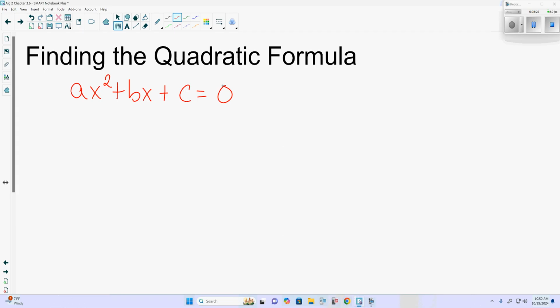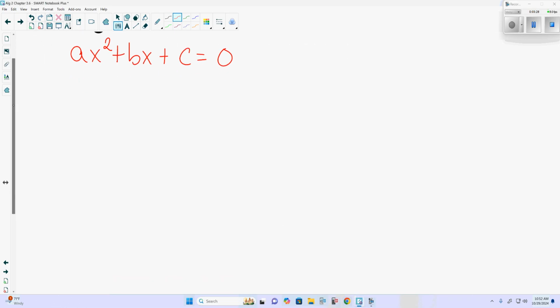So any quadratic equation that is in this form, we can find the solutions to it by using completing the square. Okay? Because completing the square works for any quadratic equation. So I'm going to take this equation and apply the completing the square method to it. I'm going to solve this thing. Even though we don't know what a, b, c are, we can still find its solutions.